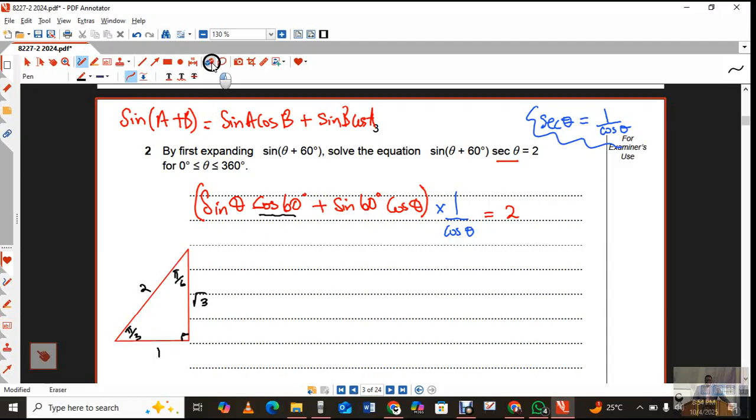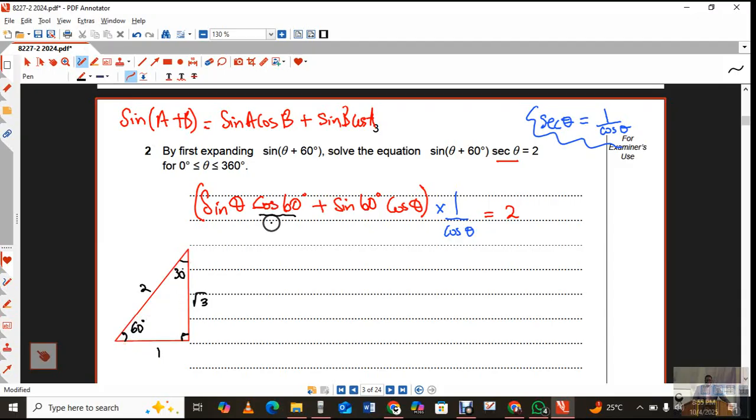Okay. In fact, I'm working with radians. Let me just change them to degrees then, because this is in degrees. That is a little bit less confusing for people, perhaps. So this is 60 degrees, and this is 30 degrees.